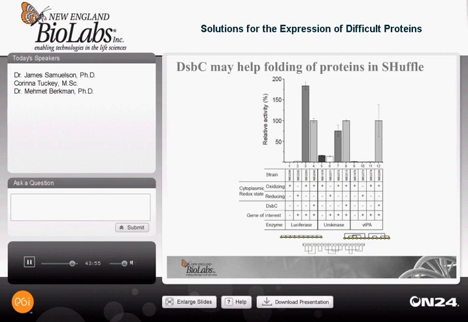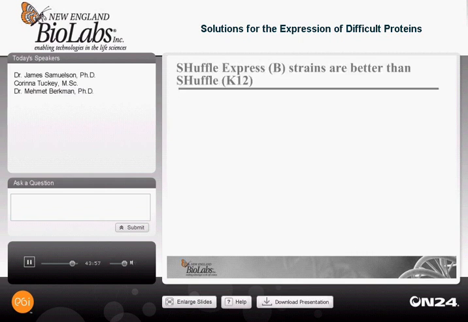While we constructed these strains, we did two versions of the SHuffle strains. One we engineered based on the parent E. coli B strain, known for its quality as a good protein expression strain, and the classic E. coli K12 strain. And while we were doing research, we noticed that our B cells were performing better than our K12. So we took the same three proteins and expressed them in SHuffle B, which we at NEB call SHuffle Express, or SHuffle K12 cells, just SHuffle.